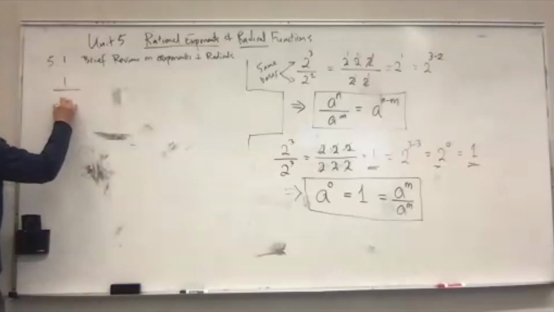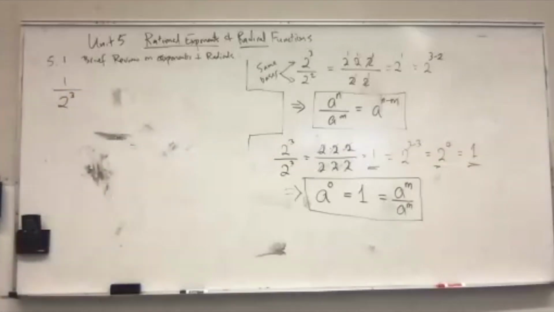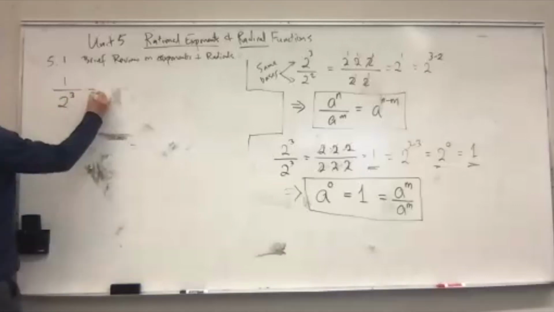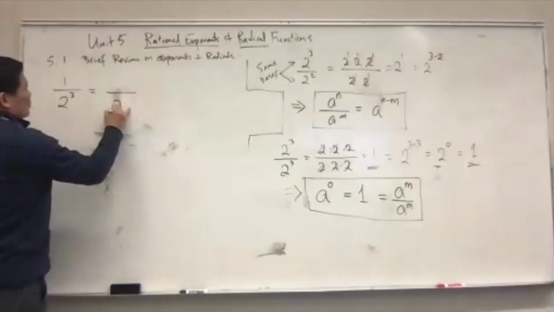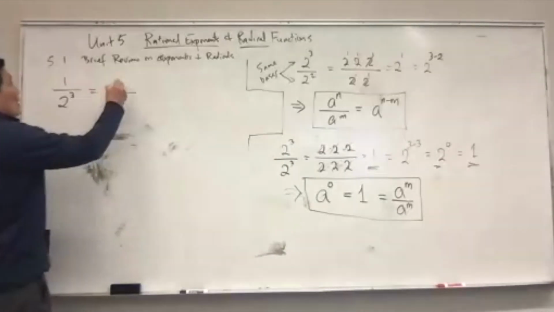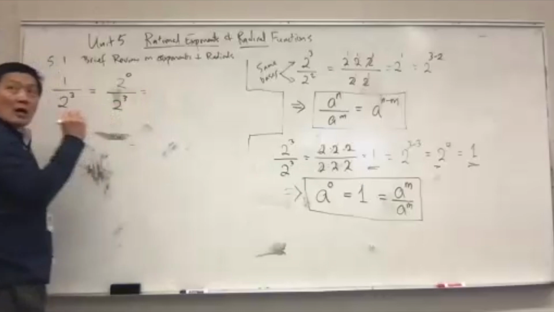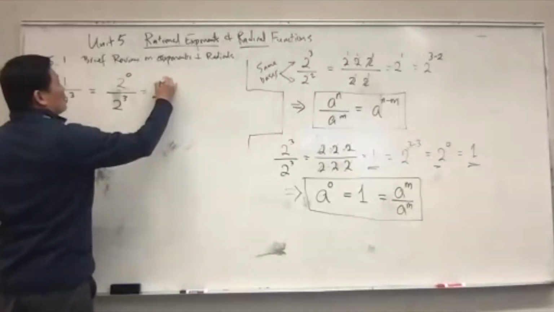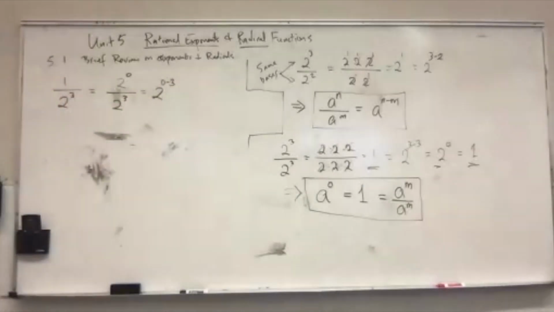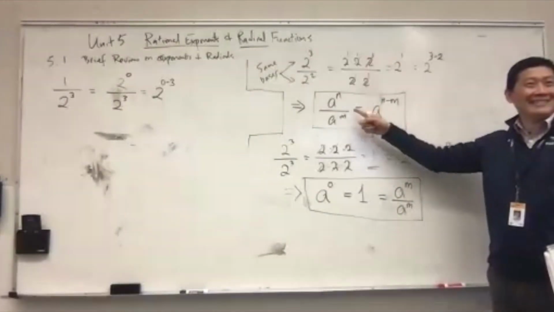1 over 2 to the third power. Can I write this as, on the bottom it's still 2 to the third power. The top, I want to keep it as 1. Can I write that as 2 to the 0 power? Yes. Now, can I write this as 2 to the 0 minus 3? No. Never mind.